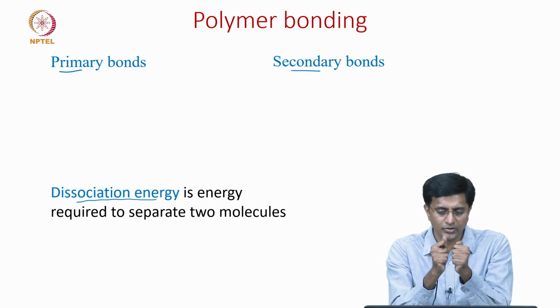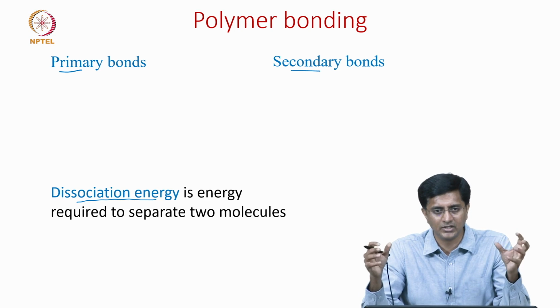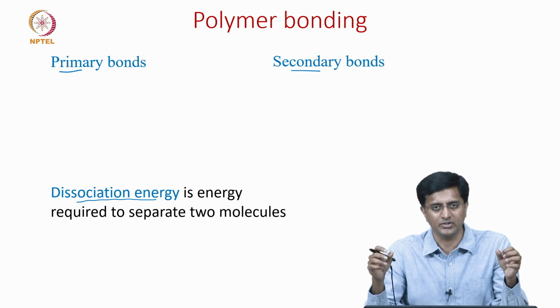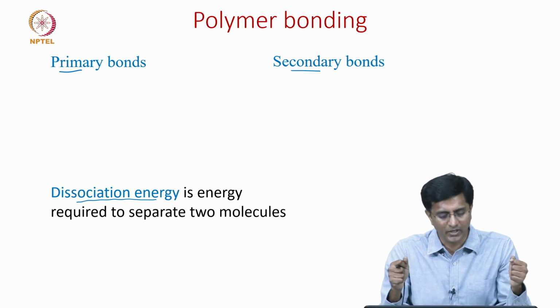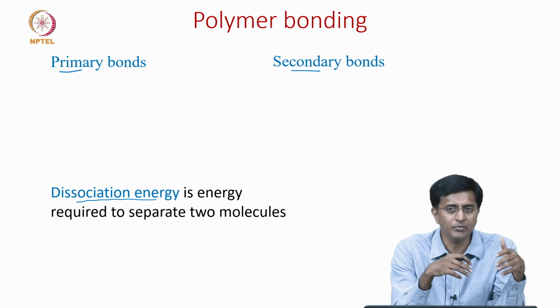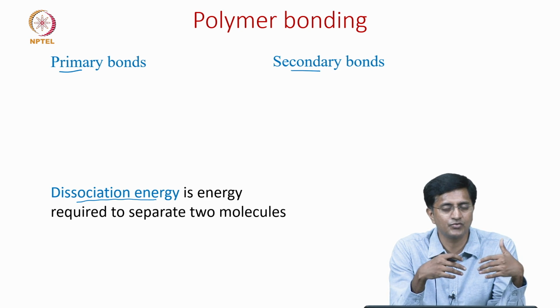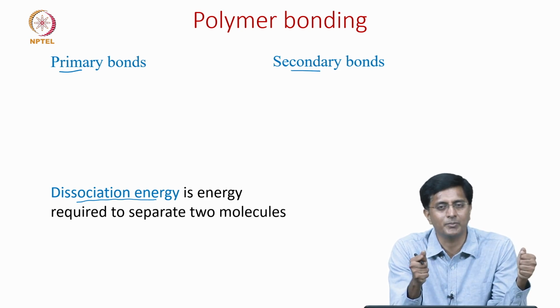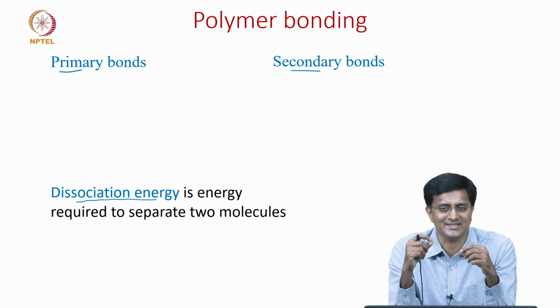Let us say we have two molecules close by, and now we supply energy to move them apart, such that after separation the attraction between them is negligible. So, this amount of energy which is required to move them apart is called the dissociation energy. So, primary bonds are those where this dissociation energy is large, which means you need to supply a large amount of energy to move them apart. Whereas in secondary bonds, this energy is very less.